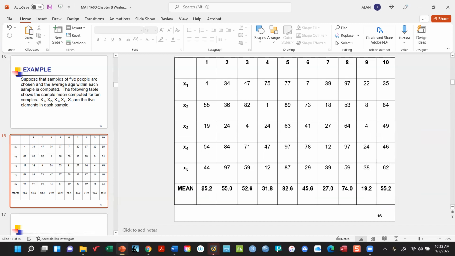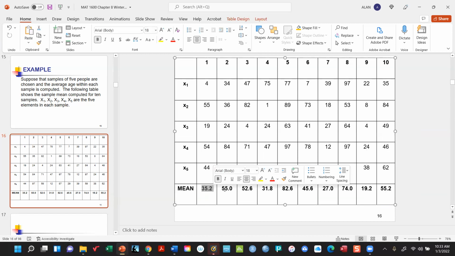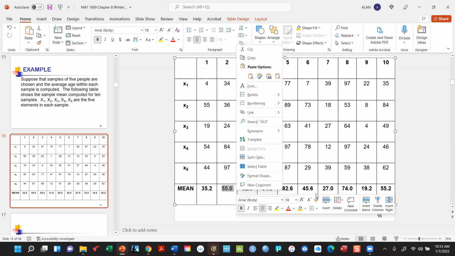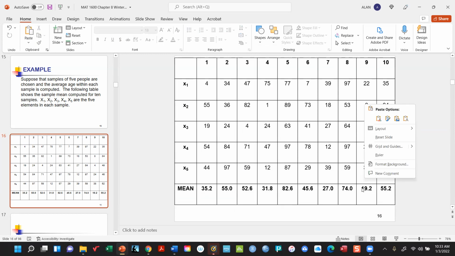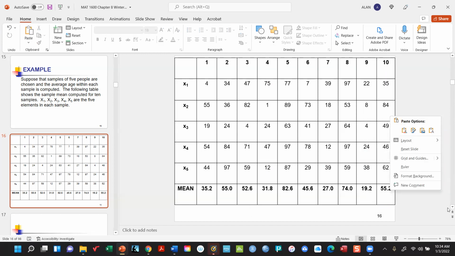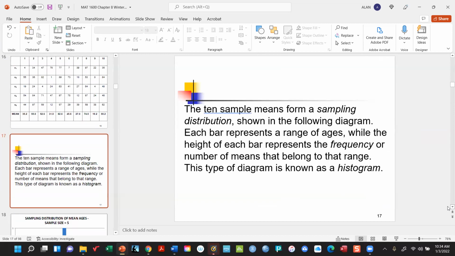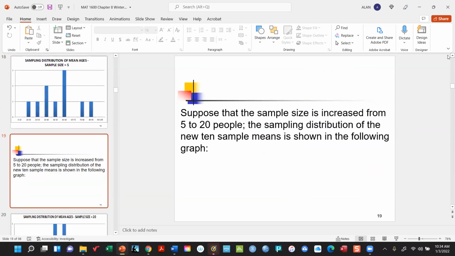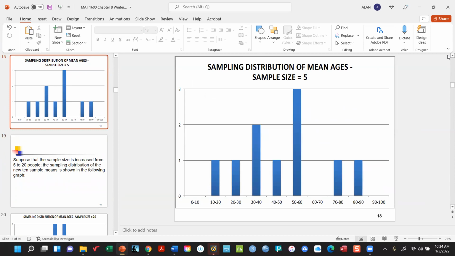Now, this is sample one, and the mean is 35.2. This is sample two, it's 55, and all the way up. This one down here is 19. So that's with a sample of five. And here what I did was I actually turned those results into a histogram. You can see the numbers are scattered all over the place. You've got groups with very low means, very high means, and everything in between. So this is the distribution when the sample size is five.